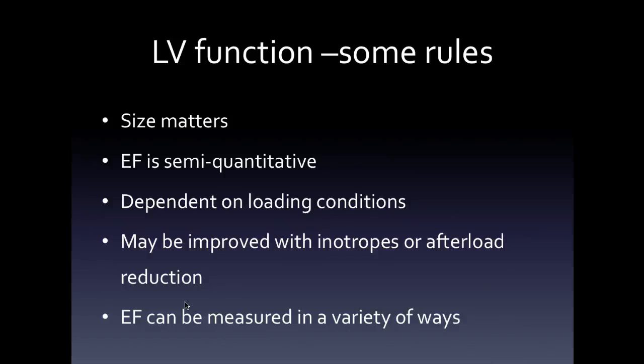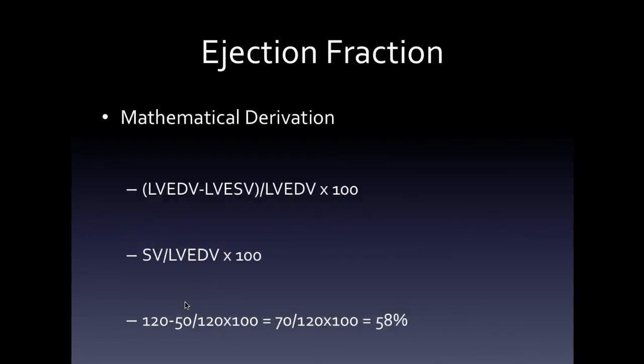Similarly with afterload reduction, so we tend to use nitrates and nitroprusside from time to time. If you use good afterload reduction, you can actually augment the ejection fraction by reducing the afterload. And then finally, as we discussed this morning, and I think as was discussed in one of your previous talks, the ejection fraction can be measured in a variety of ways.